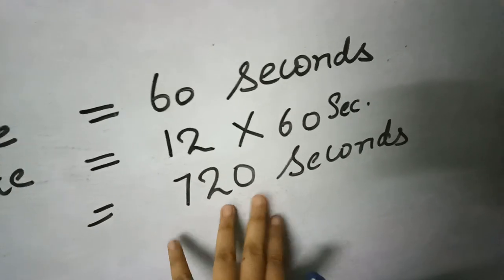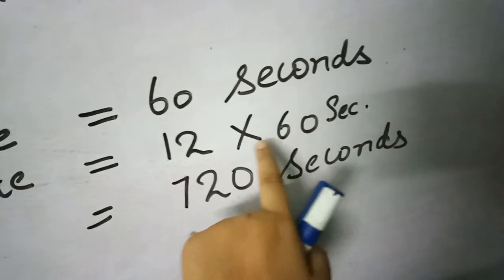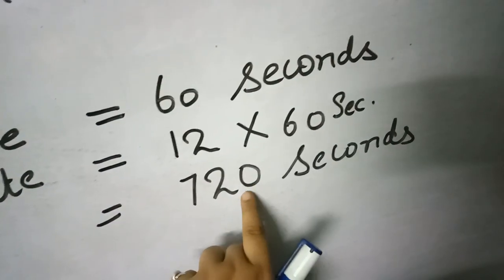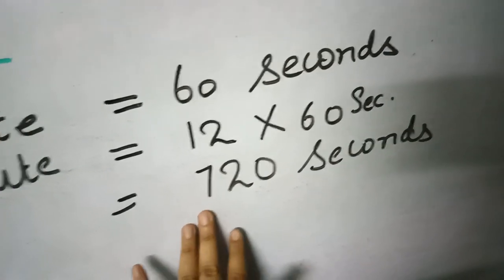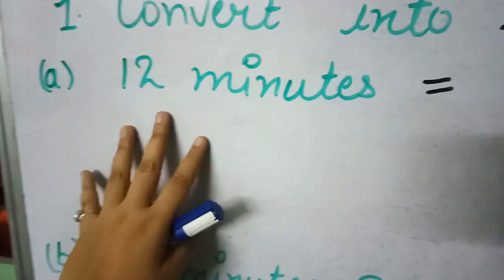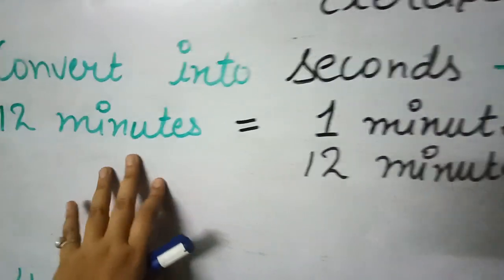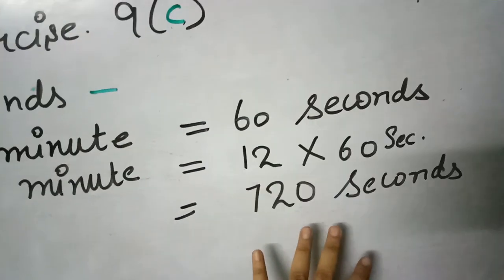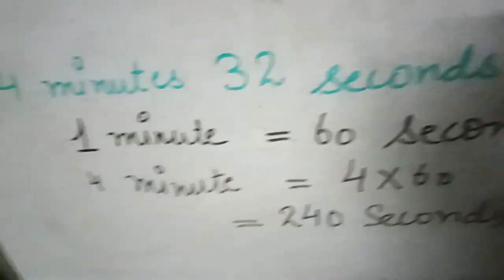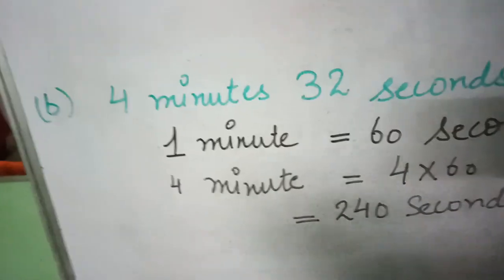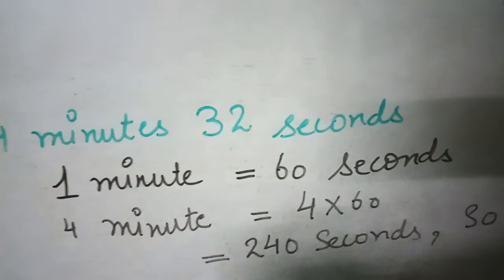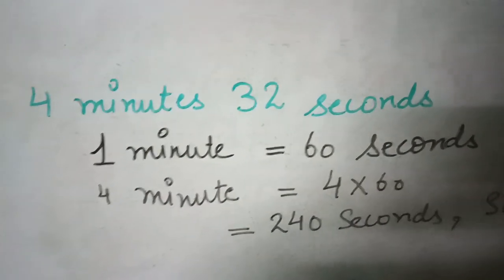How have we done this? You can see 12 times 6, right? 12 times 6 is 72. We'll take 0 right here. 720 seconds we converted, right? 12 minutes converted into seconds equal to 720 seconds. Now there is a second example also. If we have 4 minutes 32 seconds, we have to convert into seconds, right?